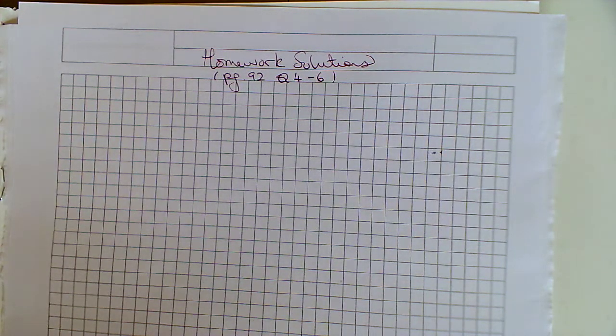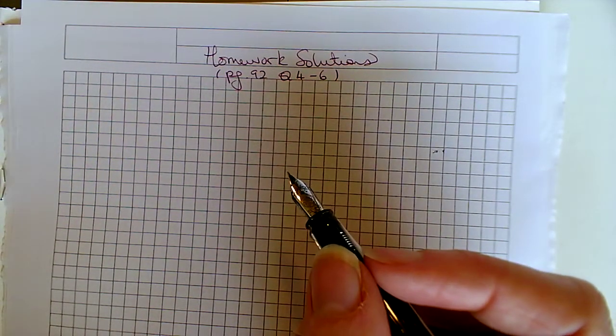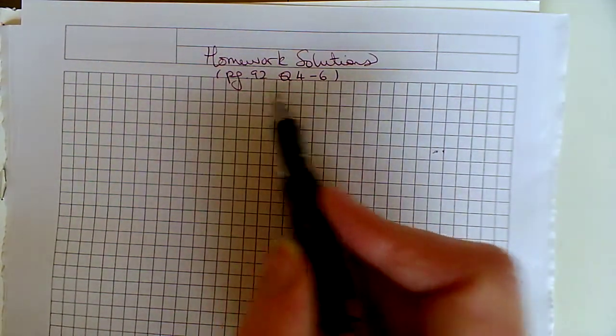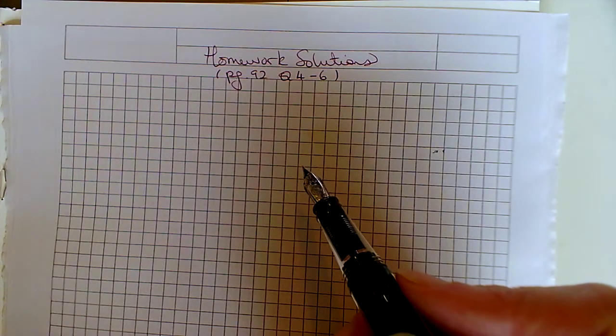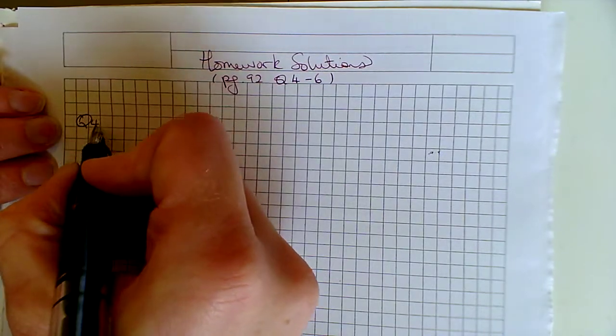So, today, the first thing I want to do is go through the homework solutions from Friday's work. The first work that you had with the laws of indices, and that was on page 92, questions 4 to 6, in case you've forgotten, because it's been a couple of days. So let's look at question 4 to start with.